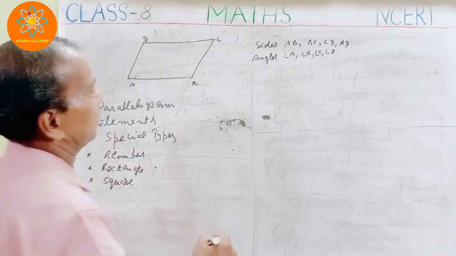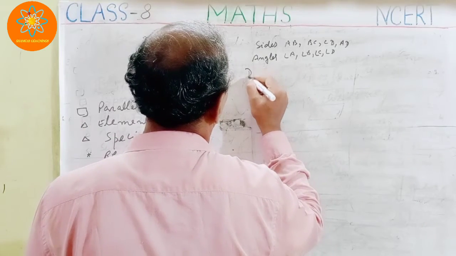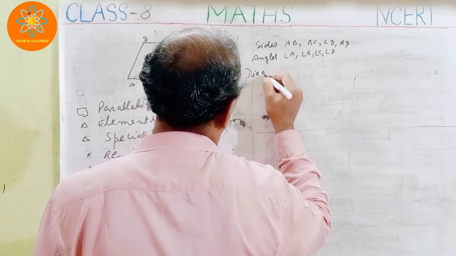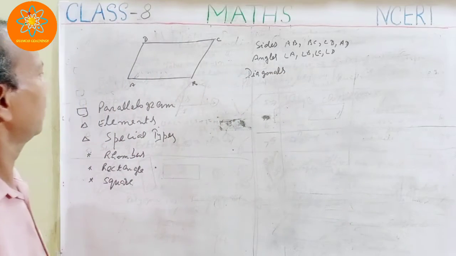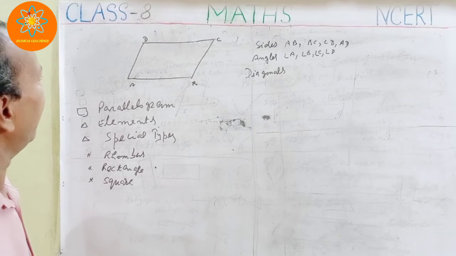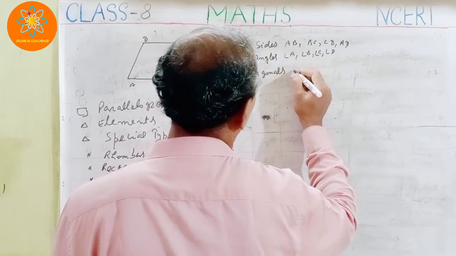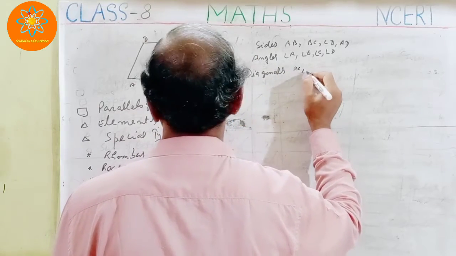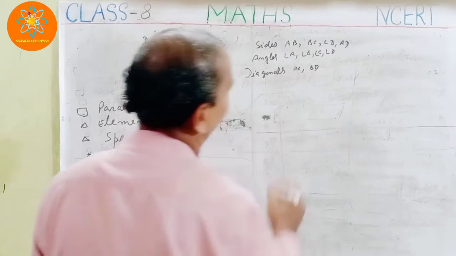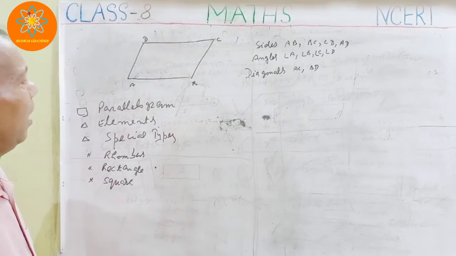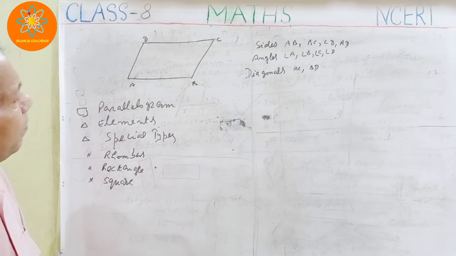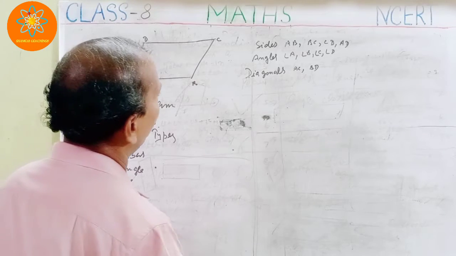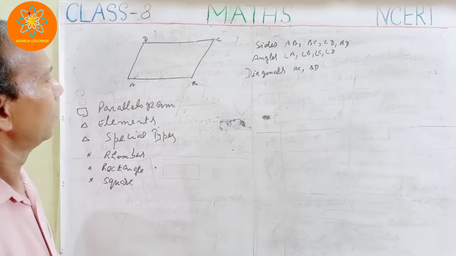Then diagonals. What are the diagonals? So diagonals are AC and BD. These are called the elements of the parallelogram. Now it has certain properties. What is that?